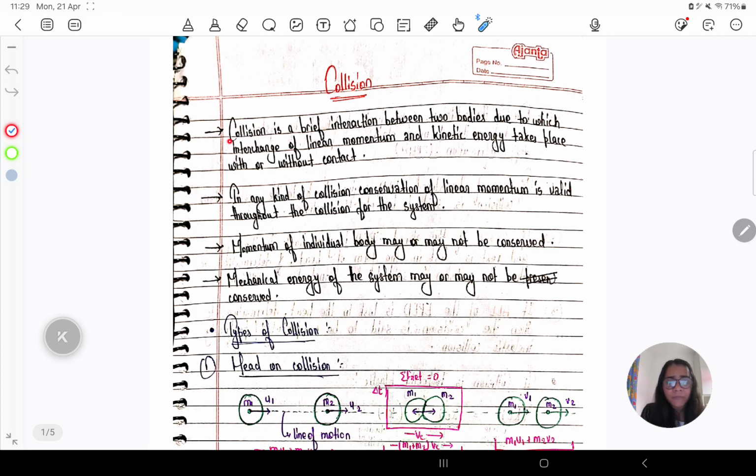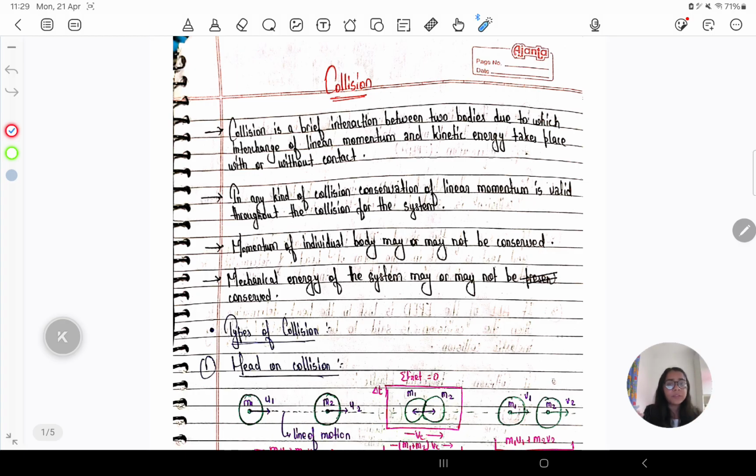Moving on to today's topic, collision. Collision is a brief interaction between two bodies due to which interchange of linear momentum and kinetic energy takes place with or without contact. Collision could be, very simply, as we know, this thing happening. So this hair tie is colliding with this earpods cover, right? It's as simple as that.